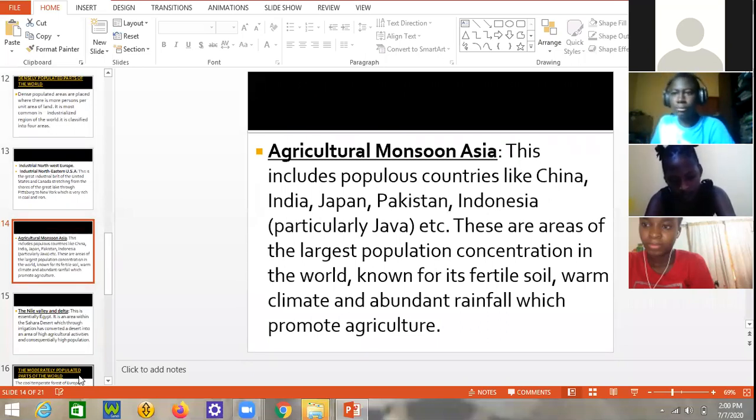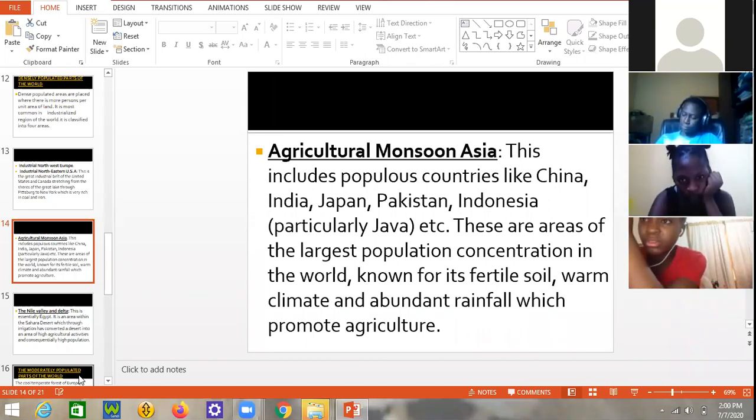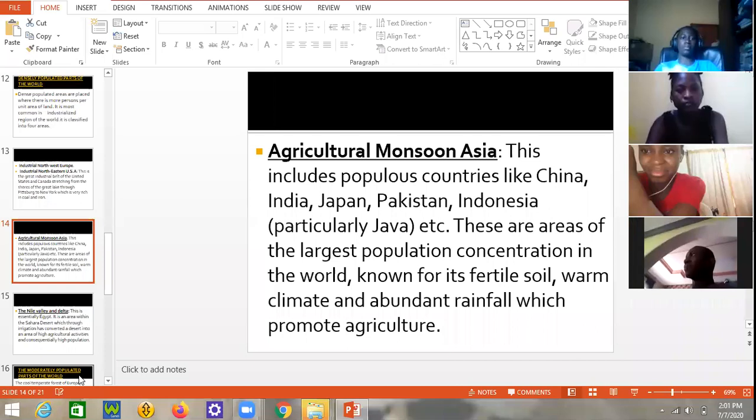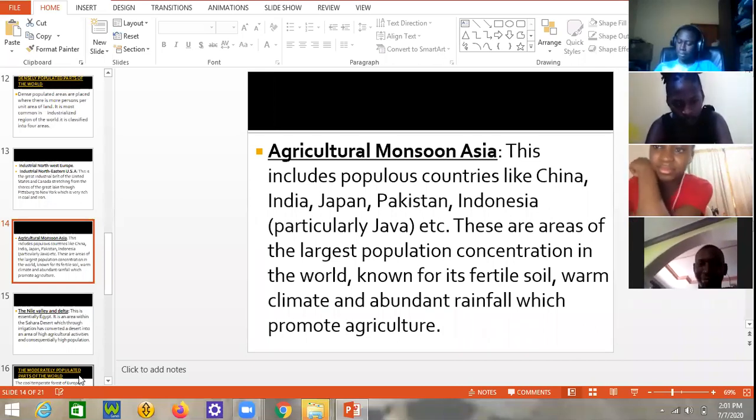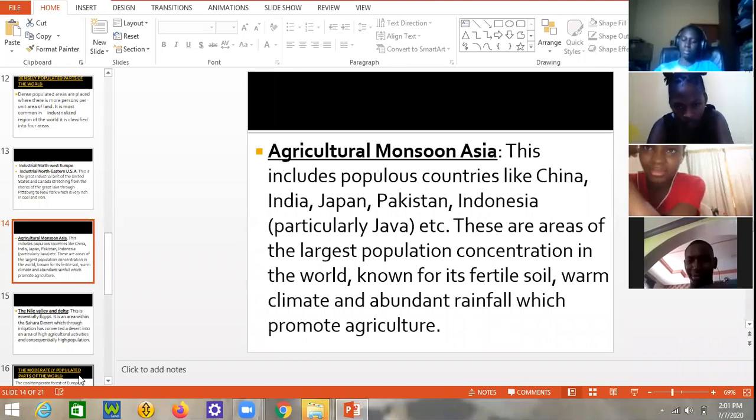Number three area is the agricultural monsoon Asia. Agricultural monsoon Asia is one of the densely populated areas of the world. This includes countries like China, India, Japan, Pakistan, Indonesia. Then you have a country like Java. All these countries are densely populated. Why? Because in these areas the soil supports large agricultural practice, and because of that, people move towards these areas.